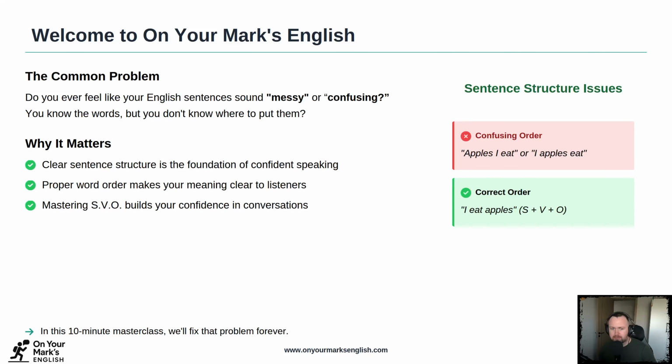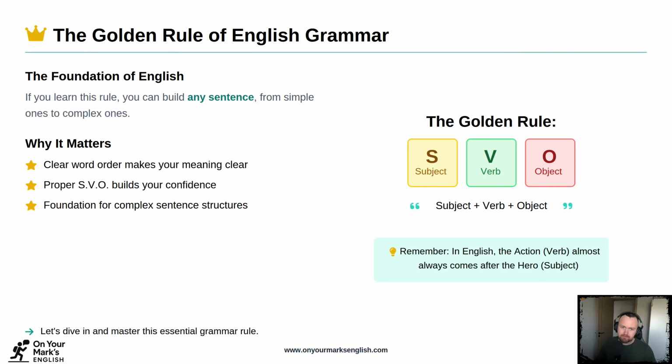Why does this matter? Clear sentence structure is the foundation of confident speaking. Proper word order makes your meaning clear to listeners. Mastering S.V.O. can build your confidence in conversations. In this 10-minute masterclass, we'll fix this problem forever. So, again, subject, verb, and object.